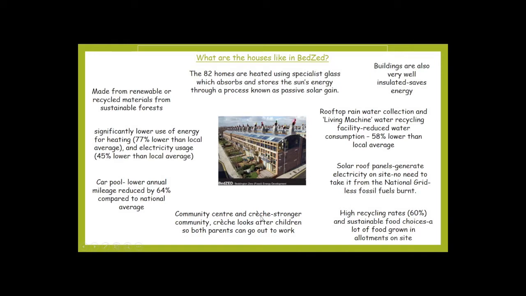Community centre and creche. So you can leave your children in the on-site childcare facility. Not only does that mean a stronger community, because it's like a meeting place for everyone, but if your child is being looked after on site at slightly reduced cost childcare, it means both parents can go out to work. Or if you're a single parent family, you can get out to work. That's going to increase your disposable income and improve your standard of living.